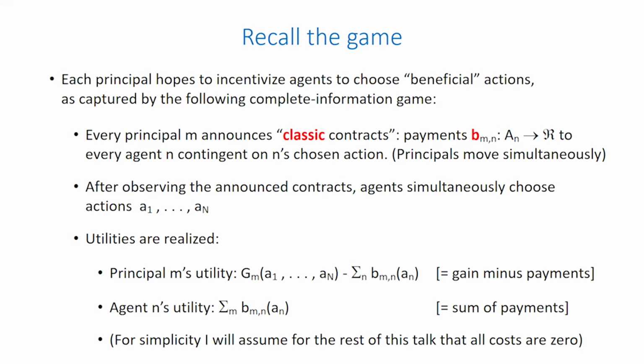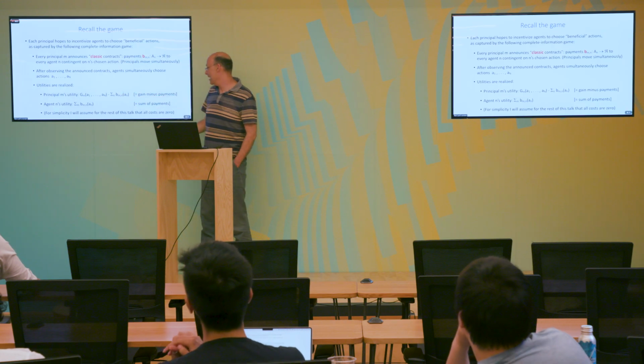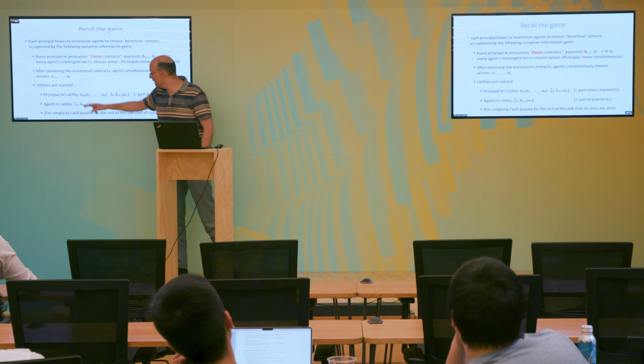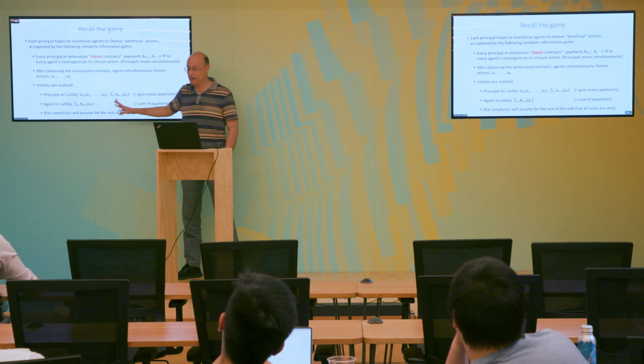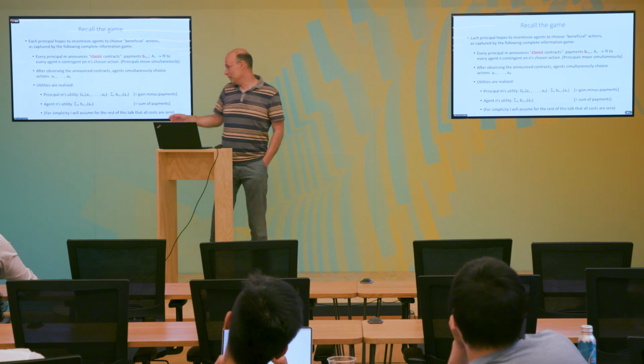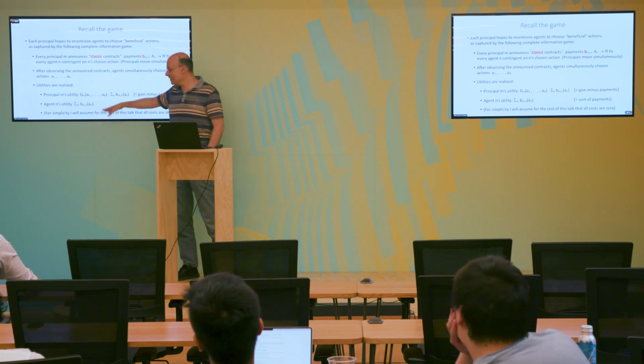And then we have the utilities realized, again, as before: gains, where the gain is a function of the combination of actions, minus payments. And the agent utility is just the sum of payments, minus the cost, by the way. Just for simplicity, because I'm going to do some very light writing of equations, I don't want to drag the costs with me. But in the paper, we actually do drag the costs all along.